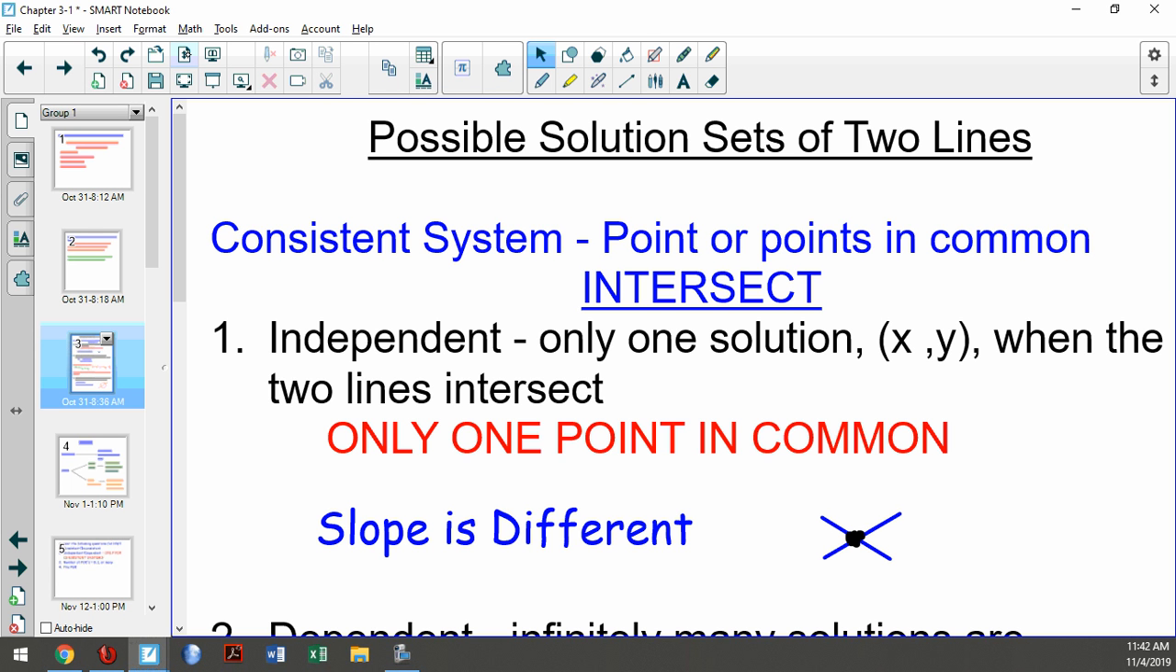Now, there are 2 types of points of intersection if you are a consistent intersection. You have the independent. Independent means you don't need anybody for 1. I'm an independent woman, I'm 1.